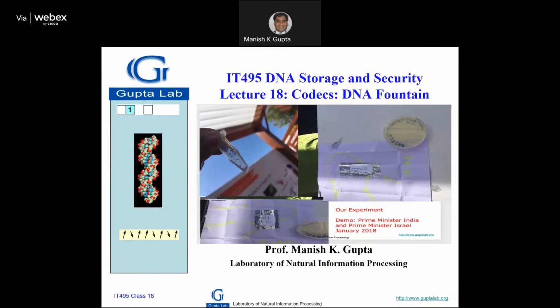Okay, so let me start. We're looking at the DNA fountain codec, and before that, I was describing the model that they used in this 2017 paper, as I mentioned. In fact, there is only one drawback still, which is the cost with this model, but it's a good starting point anyway.